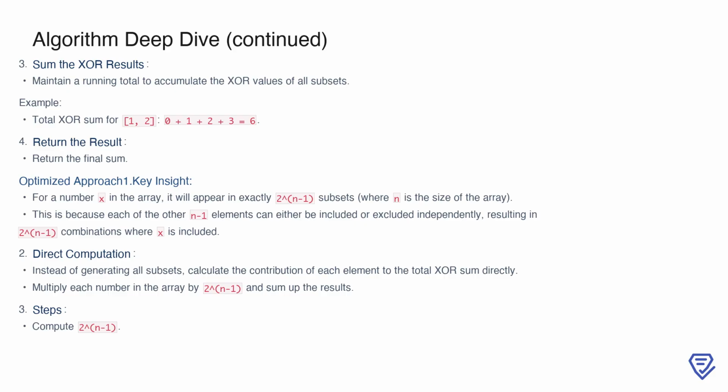To optimize, we can use a key insight: each number in the array contributes to the XOR sum exactly 2^(n-1) times, where n is the size of the array. This is because each element appears in exactly half of the total subsets, as the other elements can independently either be included or excluded. Using this insight, we can bypass subset generation entirely by directly calculating the contribution of each number. This involves multiplying each number by 2^(n-1) and summing up the results.